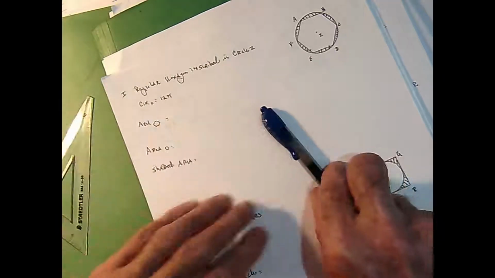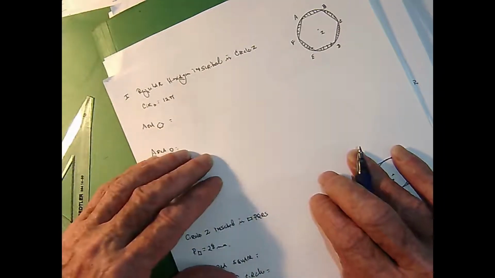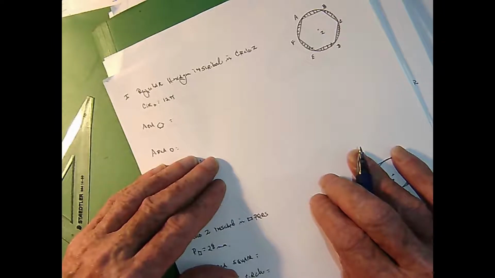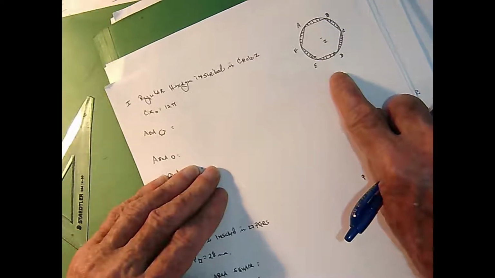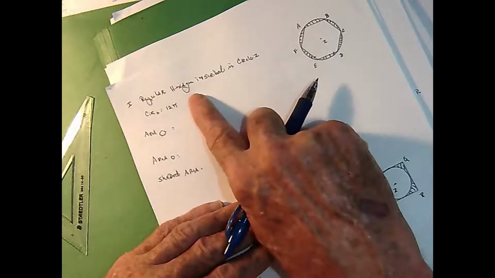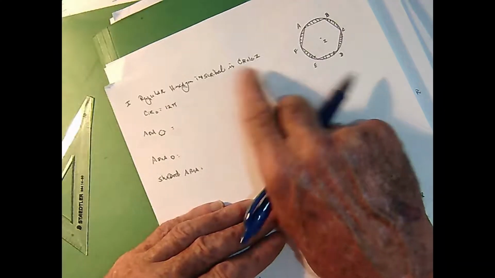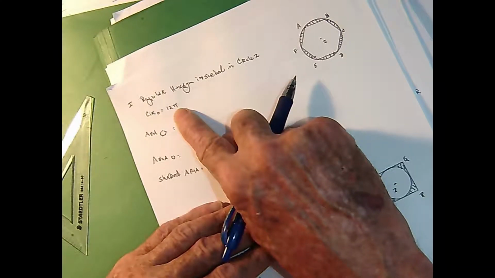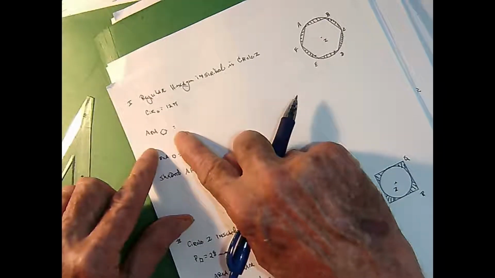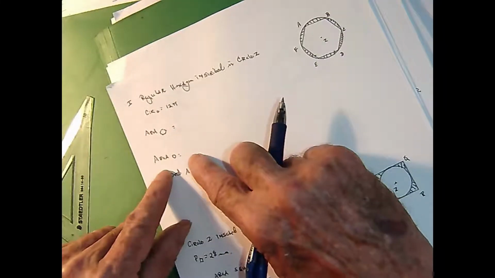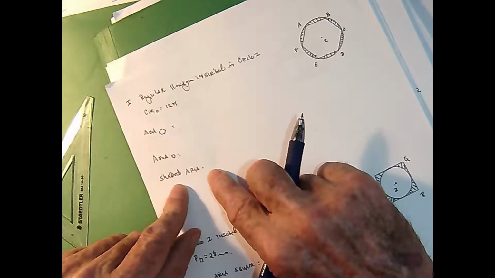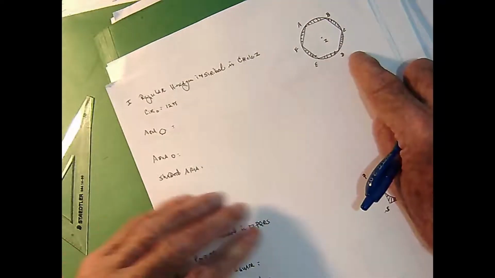Hi everybody. Today I'm going to show you a few problems in a row about areas of shaded zones. We're going to start with this pretty typical question. A regular hexagon inscribed in circle Z. It tells me that the circumference of the circle is 12 pi, and I'm supposed to find the area of the polygon, the area of the circle, and the shaded area, that area that's shaded there.